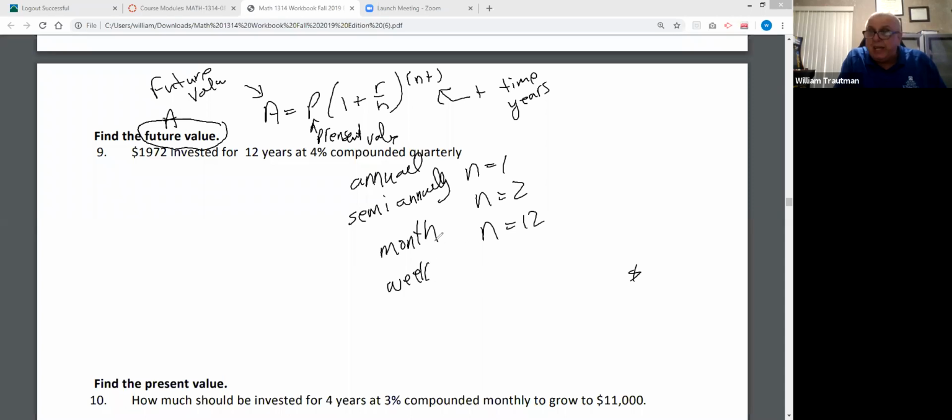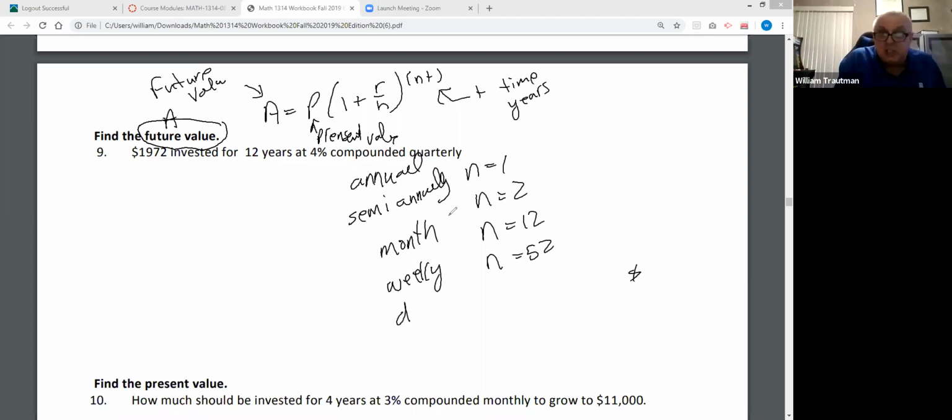Sometimes they get crazy. Very few banks do this. Most banks do monthly. Sometimes they do it weekly and they compound your interest. They add your interest to your account 52 times a year. Every week they add a little bit of money to your account.